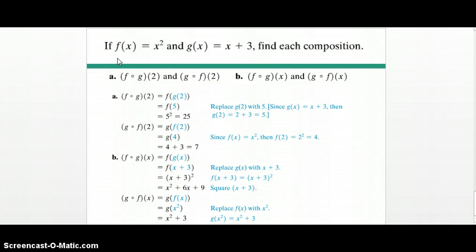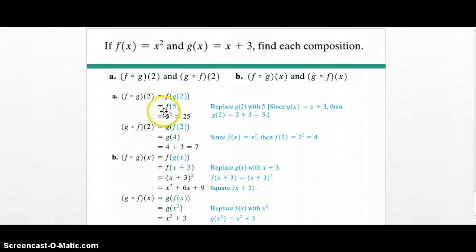f of x equal to x square and g of x equal to x plus 3. f composition of g of 2 equal to f of g of 2, which is equal to f of 5. Here g of 2 equal to 5. If you substitute the value of 2 in g function, we'll get 2 plus 3 is 5. So replace the g of 2 with 5.